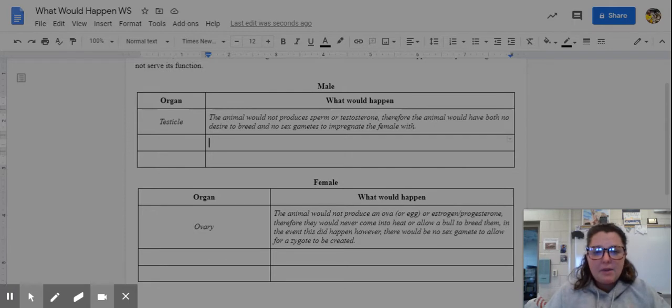So I led on: therefore, the animal would have no desire to breed, because remember, that's the function of the testosterone. They're not going to have motivation or instincts to do that, because that's what that hormone does. And they have no sex gamete to impregnate a female with. On the slight chance that for some odd reason this animal does breed, which he's probably not going to, he doesn't have any sex cells or sex gametes to impregnate the female with. So even if he breeds, he's not going to produce a viable offspring. Okay.